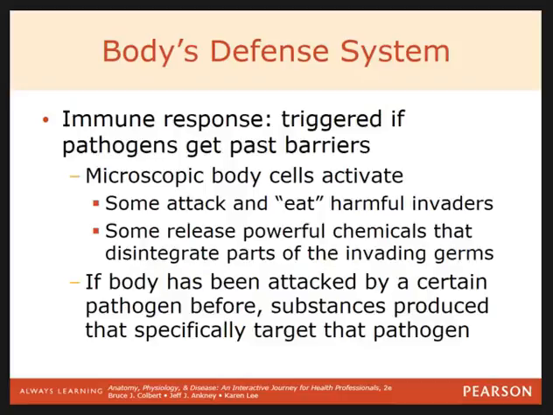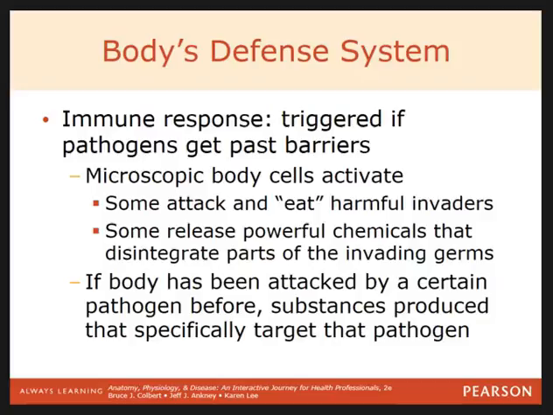Now, if a pathogen gets into the body, we have what's called an immune response. It's triggered by pathogens that get past our other barriers. Microscopic bodies of cells get activated. Generally, these are your white blood cells, what are known as macrophages, which will come in and attack. We will talk much more about these types of cells in later chapters. These attack cells come in and eat these foreign invaders. They kind of assess the situation.